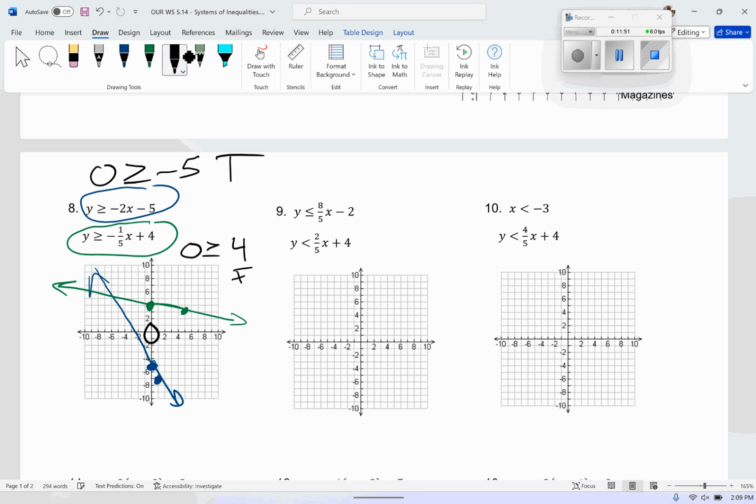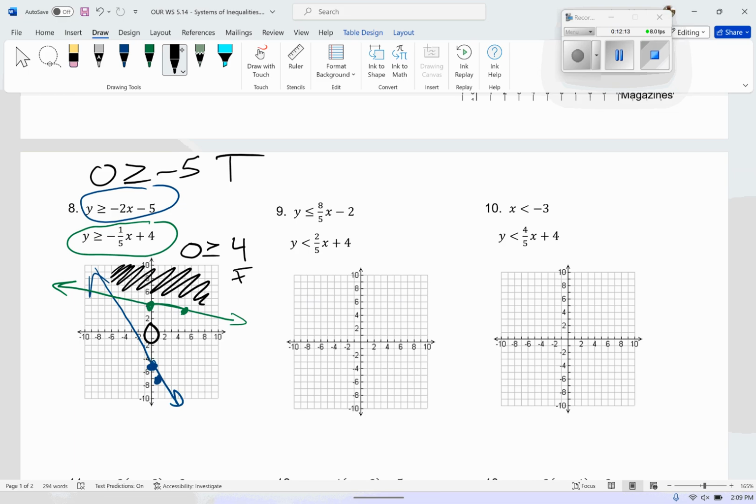Okay, this is false. Okay, so I want to shade to the right of the blue because it was true on the blue. And I want to shade the side opposite of the green. So that means I have to shade this region up here. That's the only region I shade.